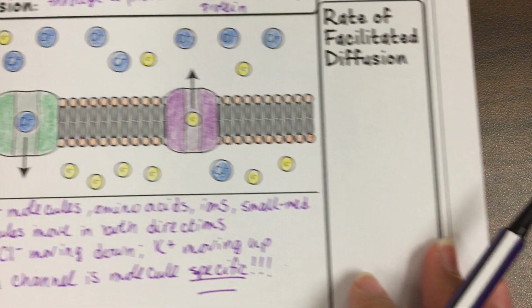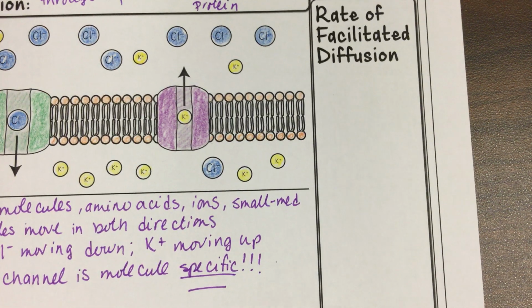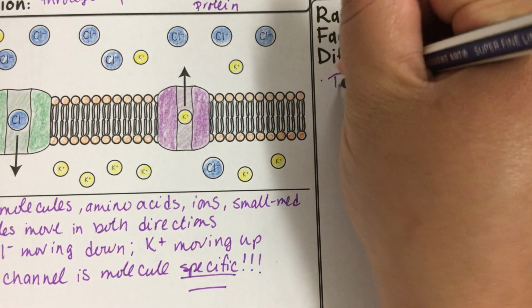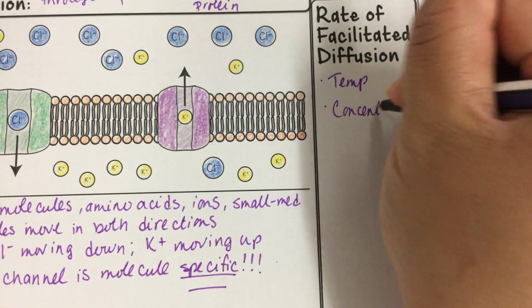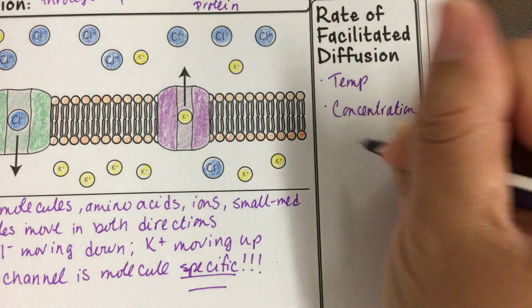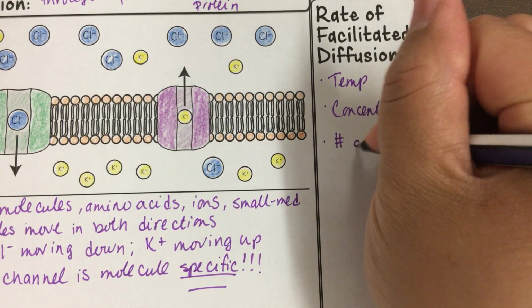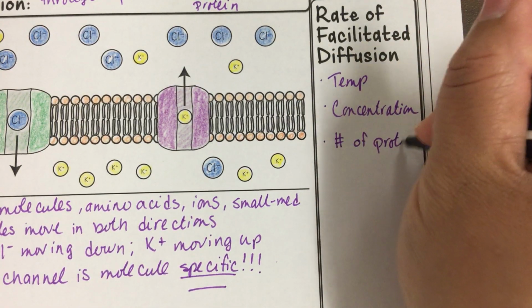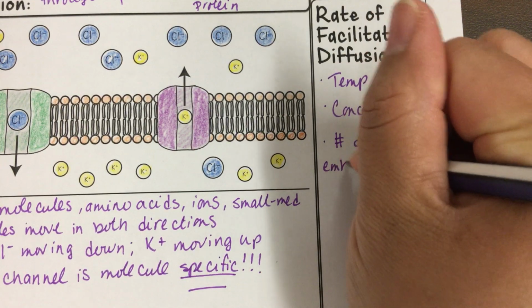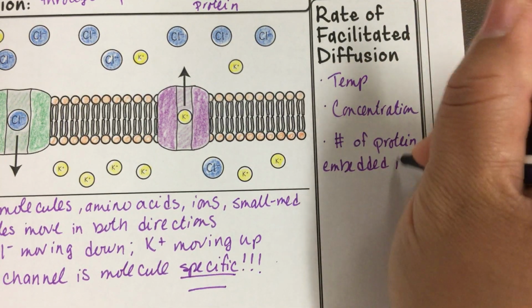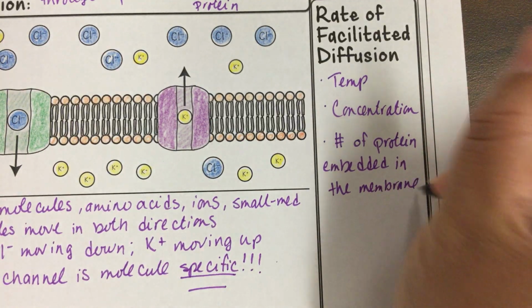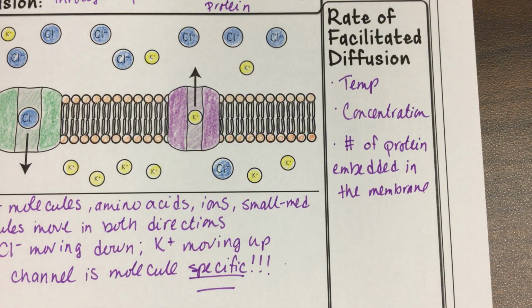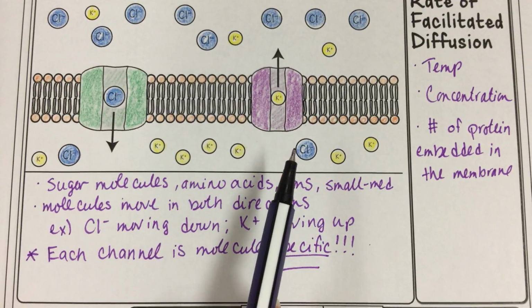So what changes the rate of facilitated diffusion? Well, the same things as the last topic: temperature, concentration, and the number of proteins embedded in the membrane. The more proteins you have, the more stuff will move in and out. So this was for our channels.